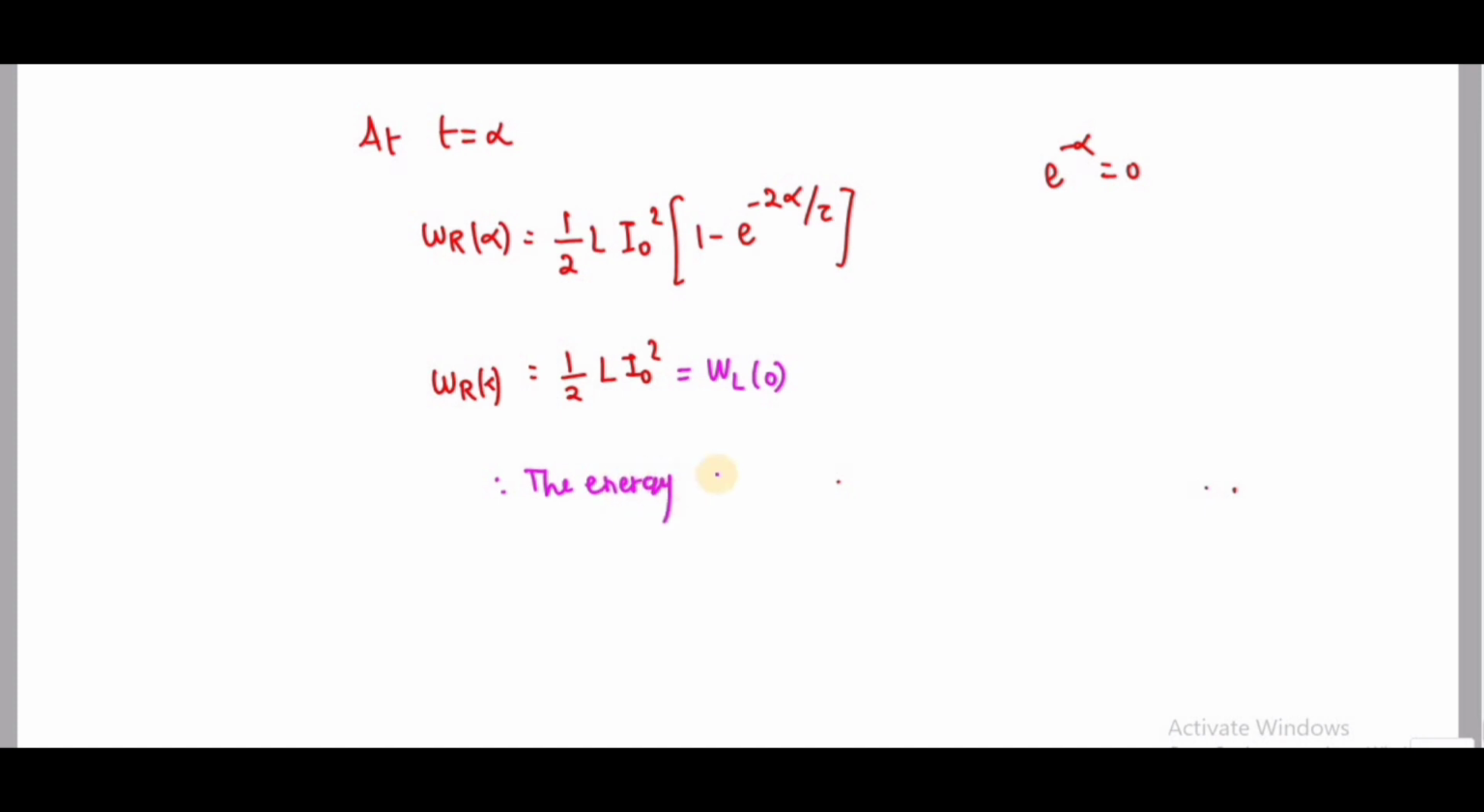Okay, so I can write the energy stored in the inductor, that is W_L of 0, is equal to the energy dissipated by the resistor, that is W_R of infinity. So at t is equal to 0, the energy gets stored in the inductor, and at t is equal to infinity, the energy gets dissipated. So here the energy conservation is followed, right?